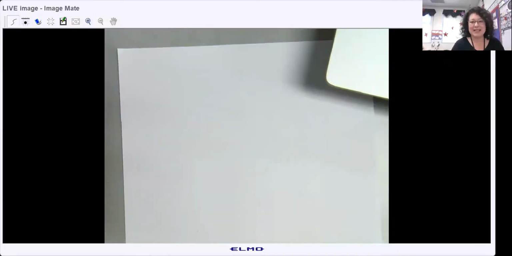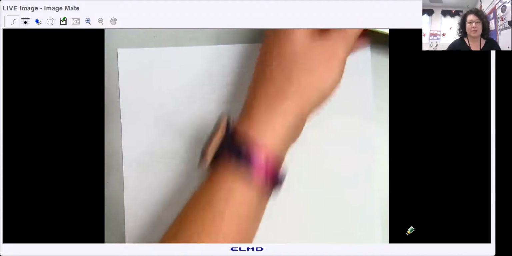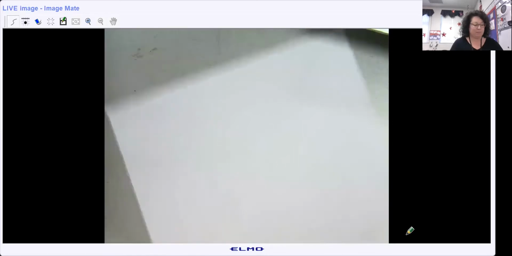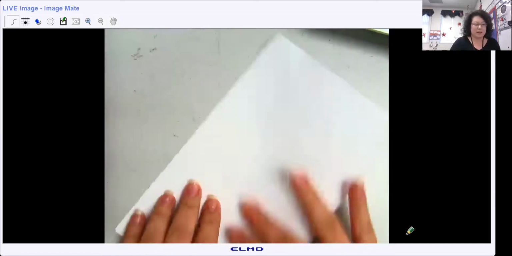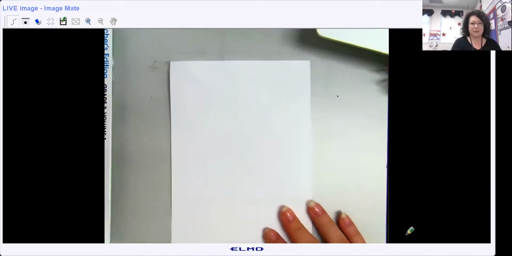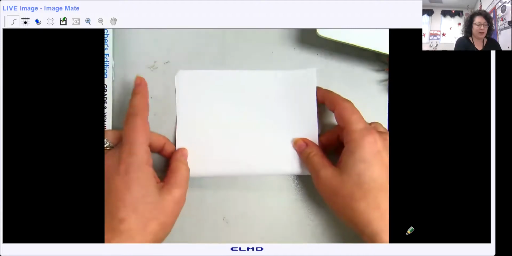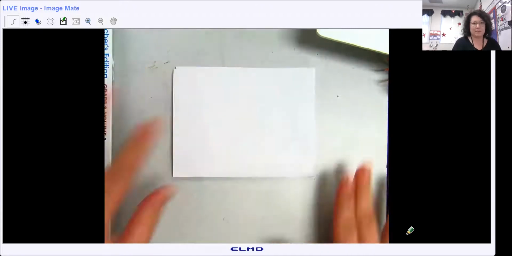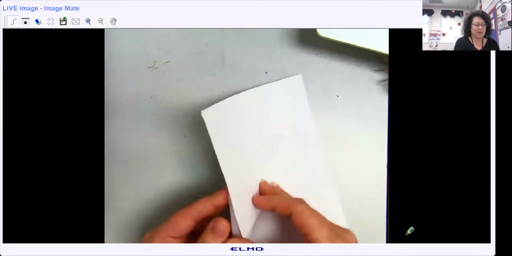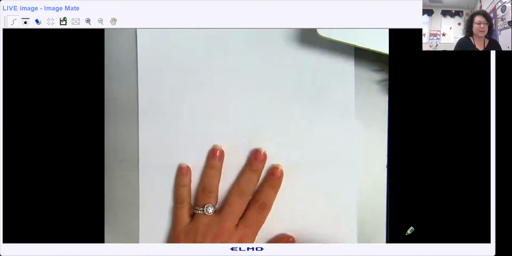And here we go. Let me share. Okay. And we're going to take some notes today. So there's 4 types of precipitation, so we're going to fold our paper into 4s. I'm going to fold it hamburger. And then I'm going to fold it hamburger again. So when you unfold, you should have 4 squares.